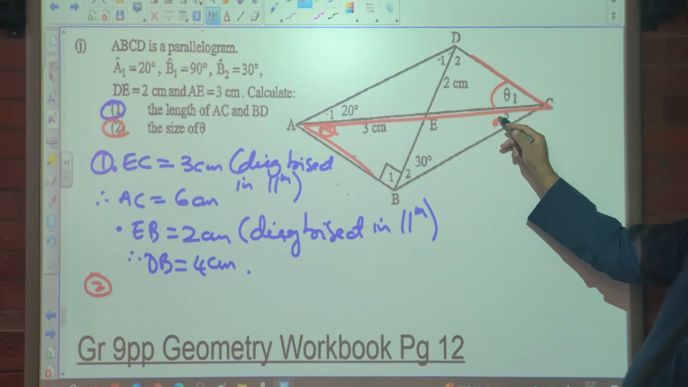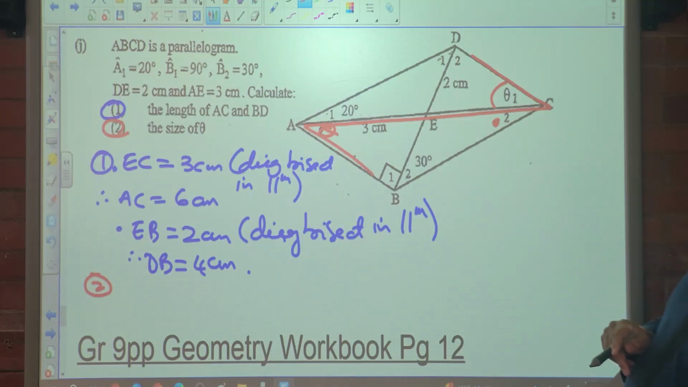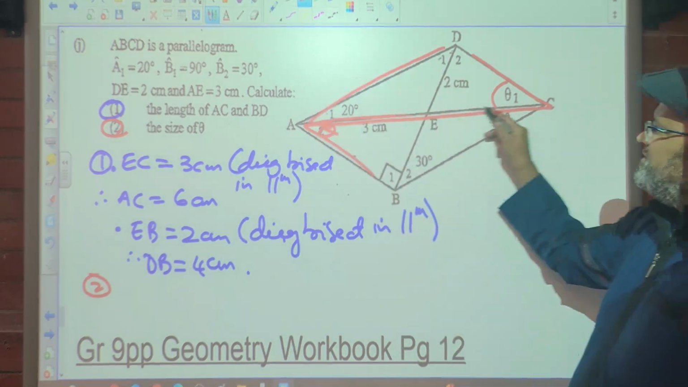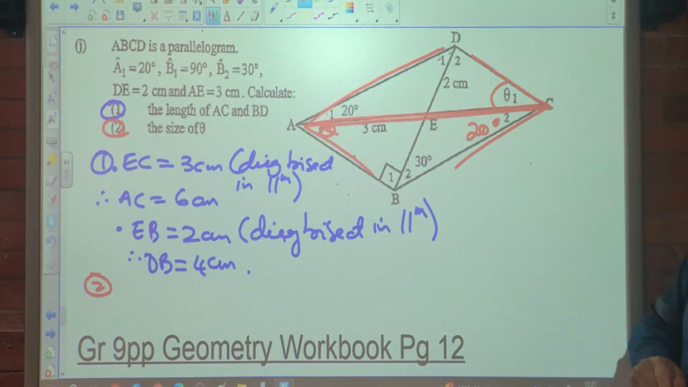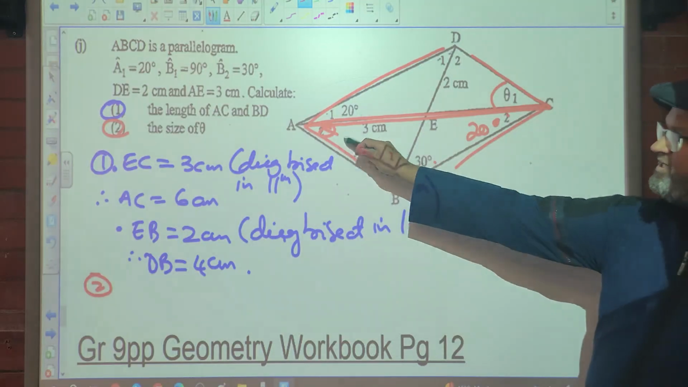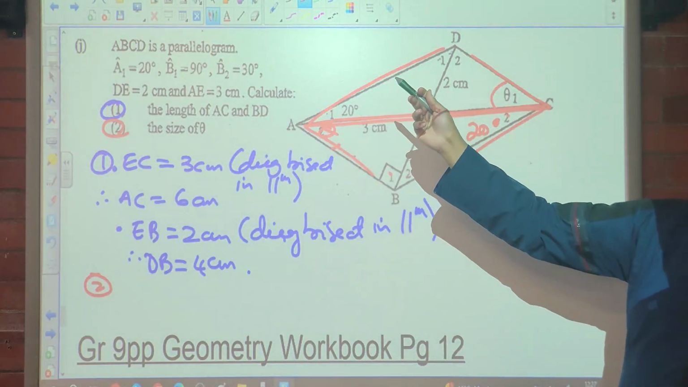C2. B1? A1. Why? You get alternate. So there's 20. So I got 20, 30, 90 and theta. So the job is done.